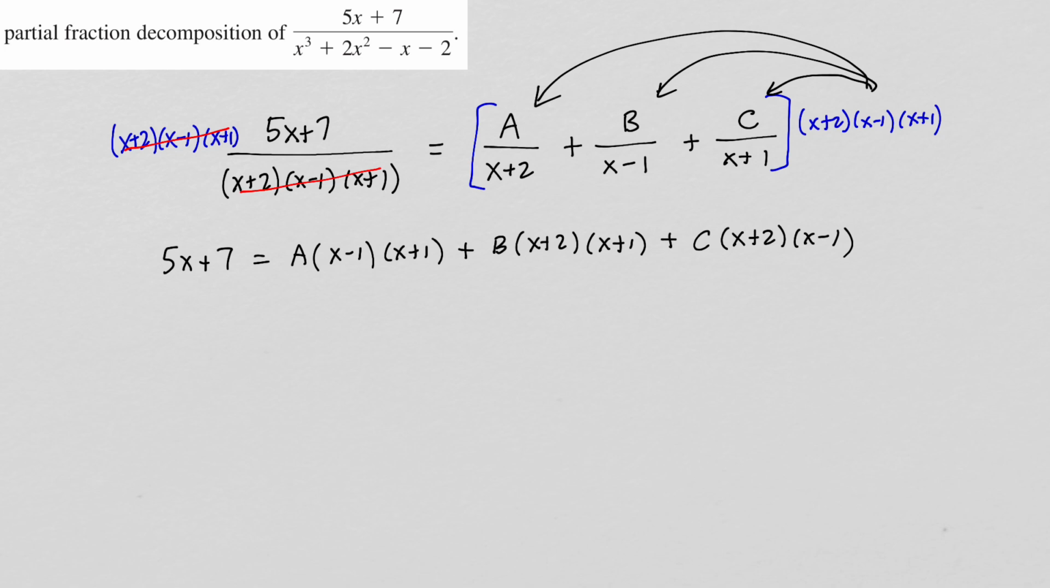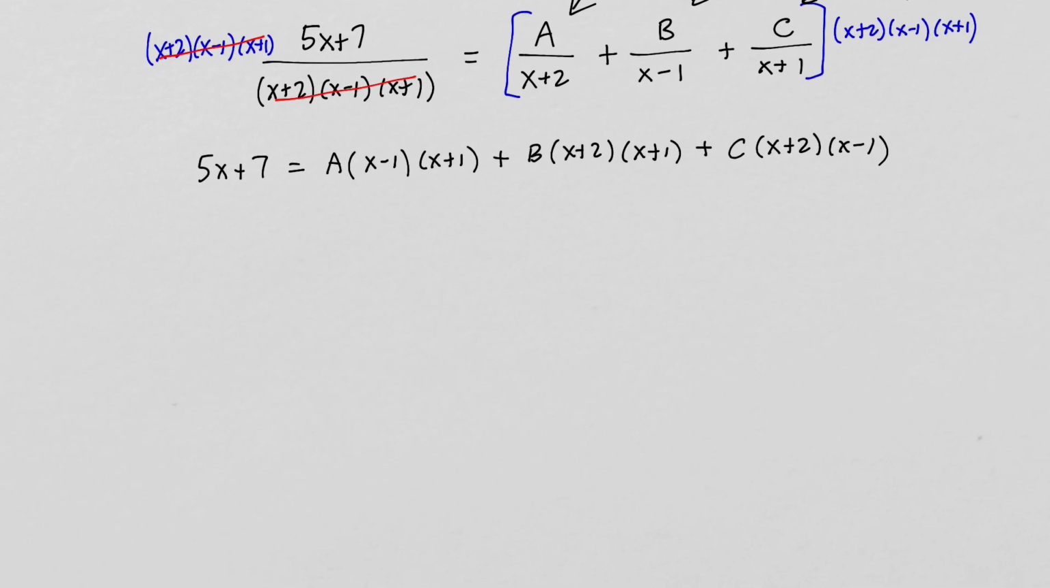In the case where all the factors are distinct, there's a little bit of a trick you can use to solve for a, b, and c. I'm going to let x be equal to negative 2. Now, why did I choose negative 2? I chose it because if I plug negative 2 into here, this becomes 0, which means this whole term becomes 0.